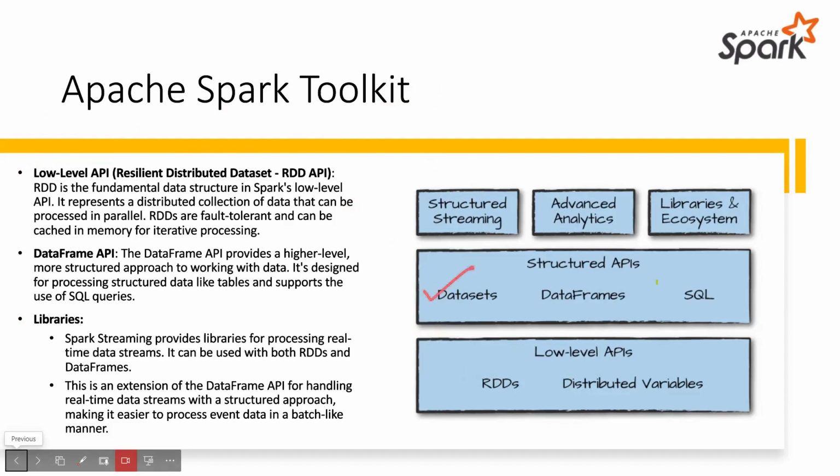The second level is DataFrame APIs. The DataFrame API provides a higher level, more structured approach to working with data. It is designed for processing structured data like tables and supports the use of SQL queries. The third component is libraries. Spark Streaming provides libraries for processing data in real time. It can be used with both RDDs as well as DataFrames.